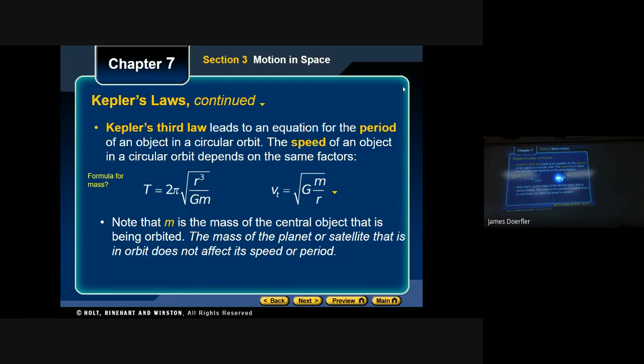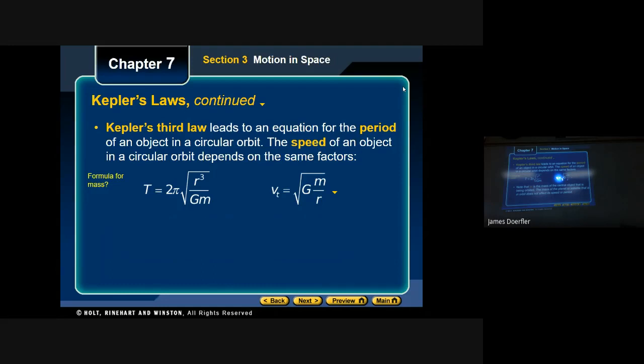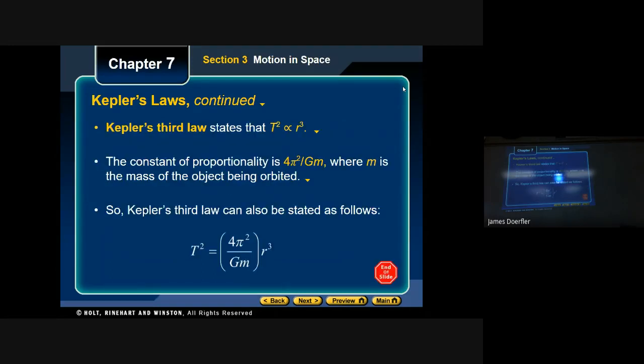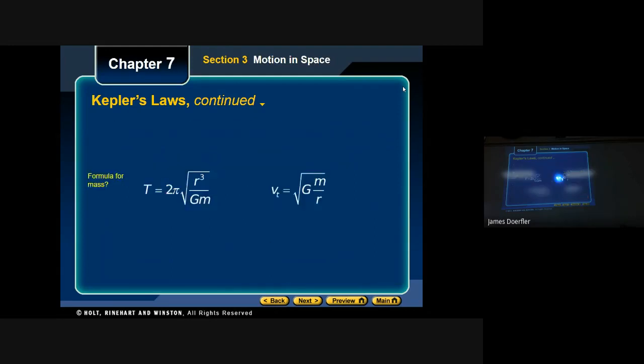Which one is which? The T is period. So what was the one on the side? This is just stating Kepler's third law. Oh, so that's not the one. No, typically when you are going to be calculating speed and period, you're using these two. So we don't need it first? Or do we need to write it down? You should still write it down.